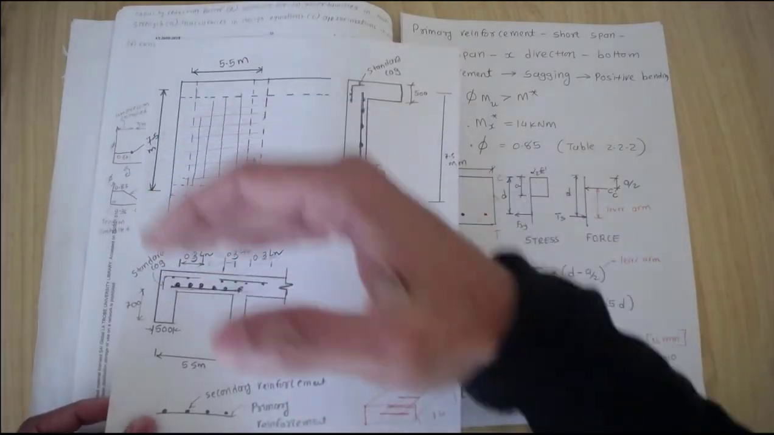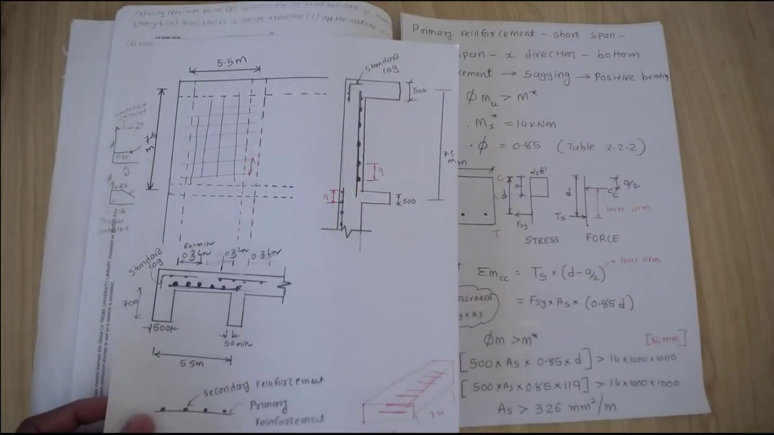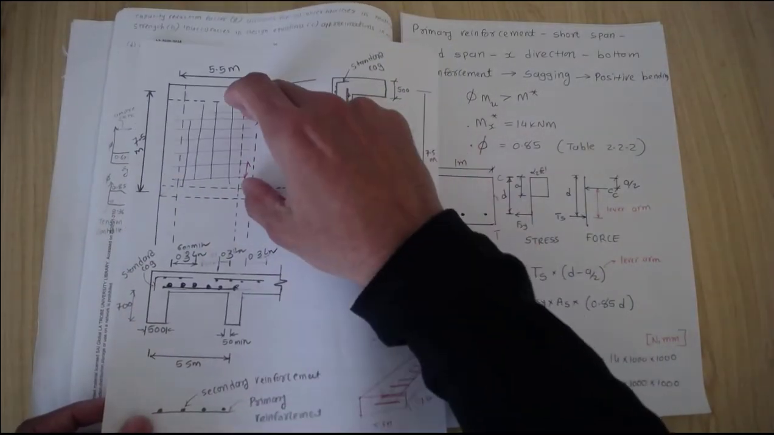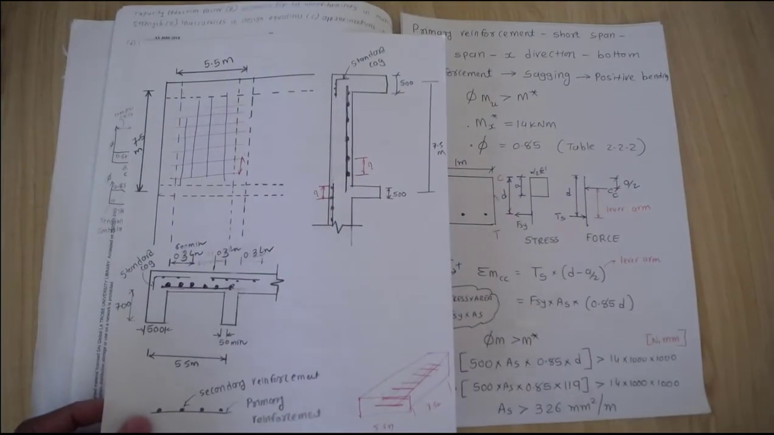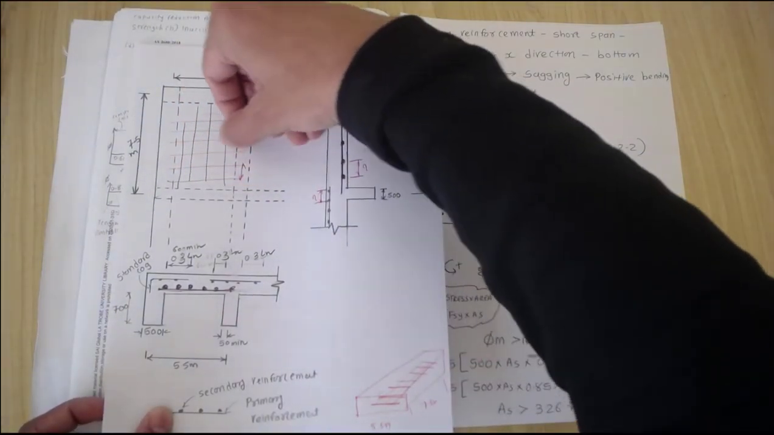That is the primary reinforcement at the bottom of the slab. That's what we want to find. What is the area of that reinforcement? In that case we're going to take a 1 meter wide strip, so let's draw this strip here.